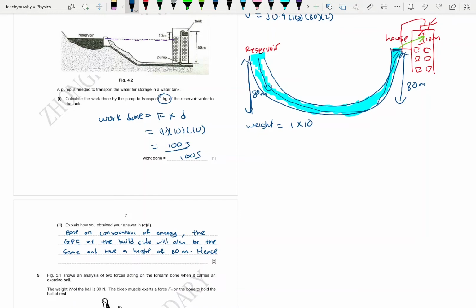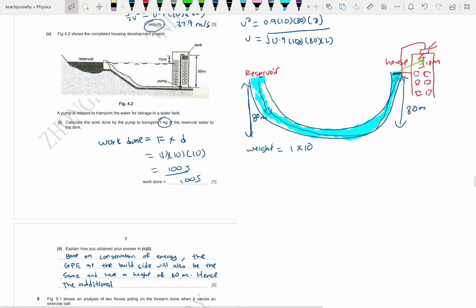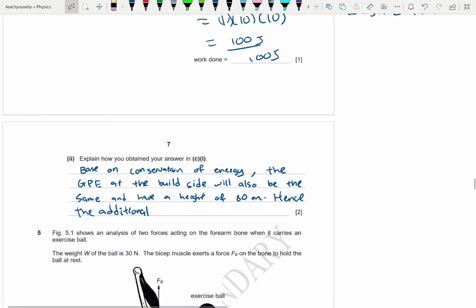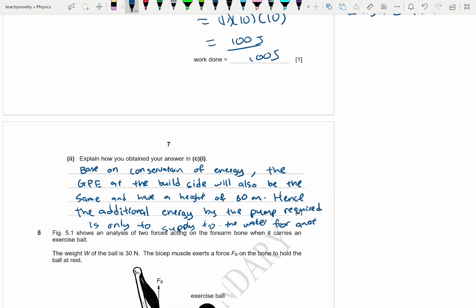Hence the additional energy by the pump required is only to supply to the water for another 10 meters of height, to overcome gravity. Alright, that explains it.